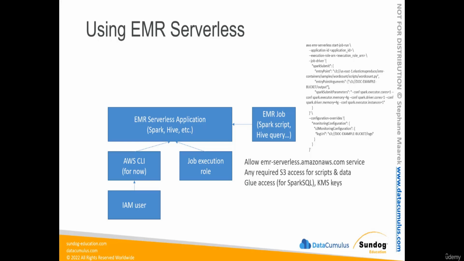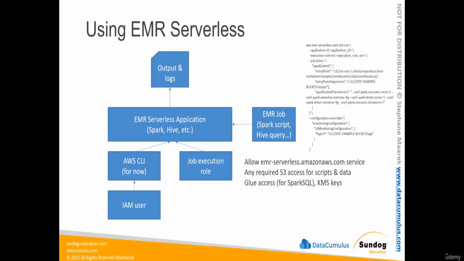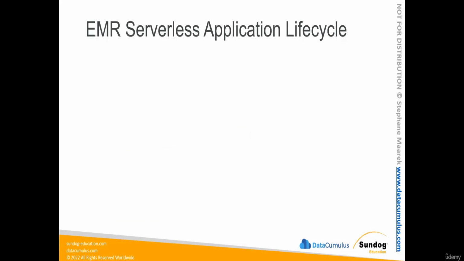Also, you can send configuration overrides that are specific to EMR Serverless. In this example here, we're saying that we want to output our CloudWatch logs to this path in S3. When we're done, we get our output and our logs wherever we said to put them, and that's it. You just shut it down when you're done, and it's just like EMR.